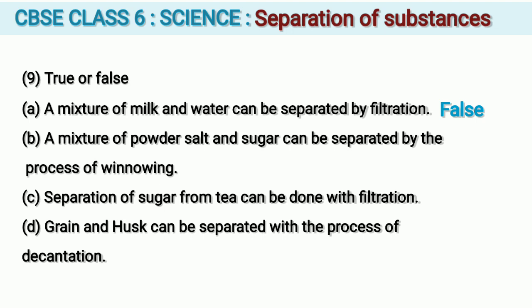Next, a mixture of powdered salt and sugar can be separated by the process of winnowing. Again, false statement. Winnowing is done to separate components where one of the components is very light. For example, husk and grains.